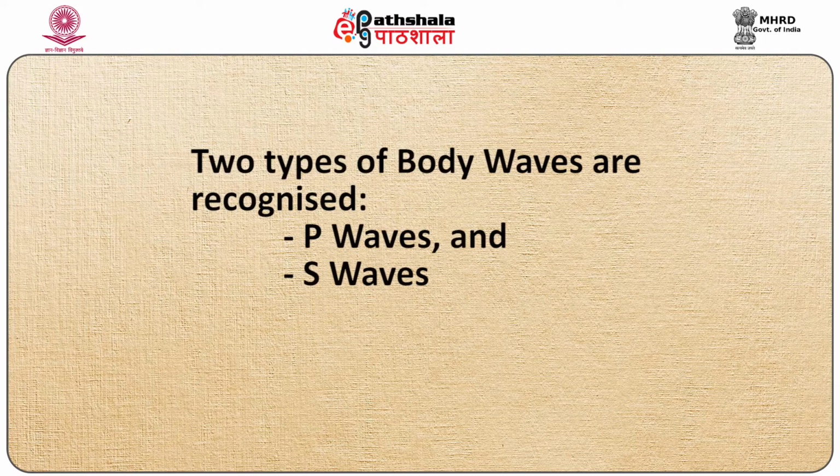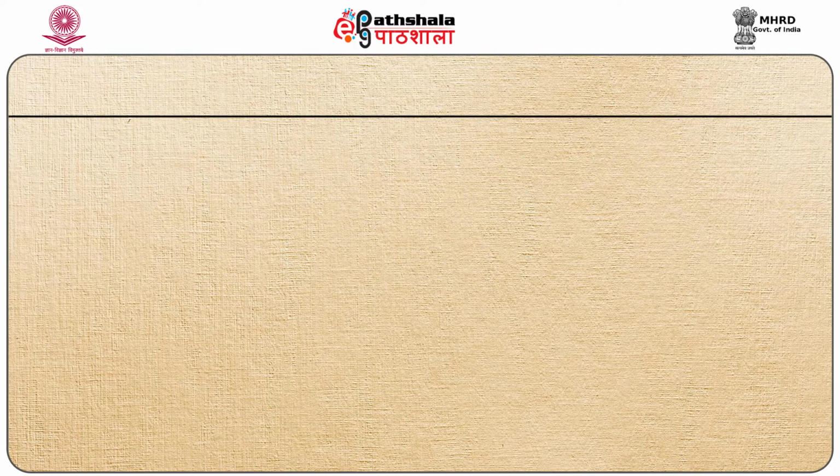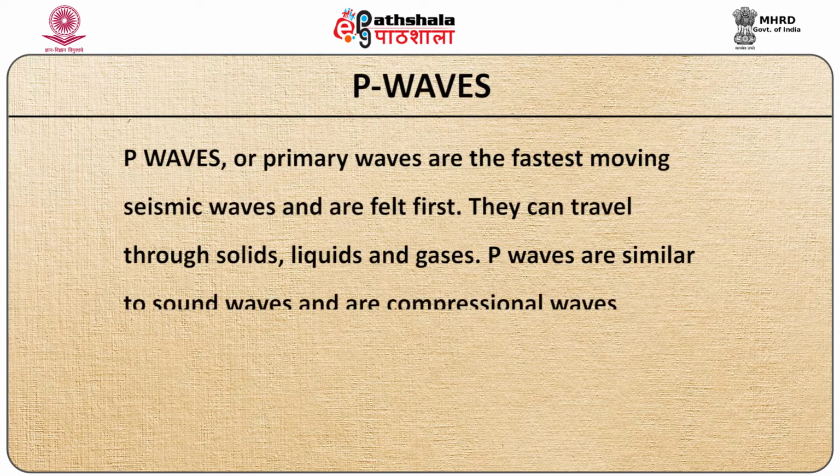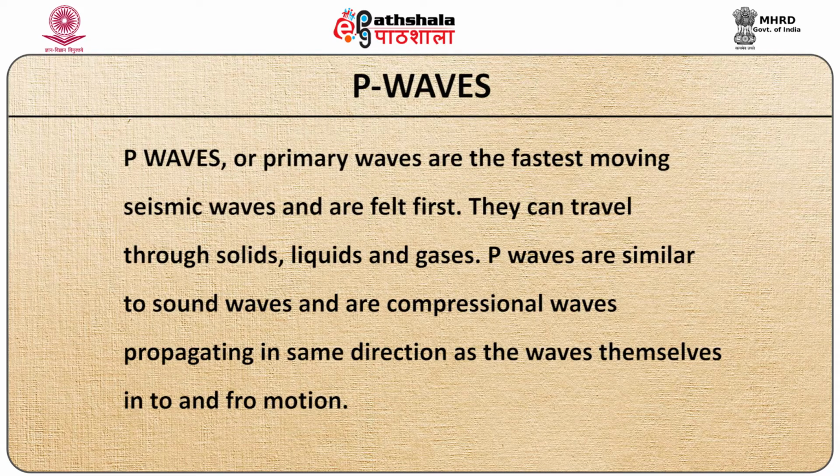Two types of body waves may further be recognized. These are P waves and S waves. P waves or primary waves are the fastest moving seismic waves and are felt first. They can travel through solids, liquids and gases.